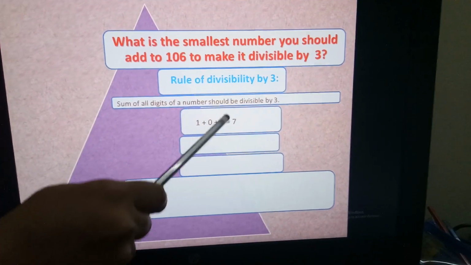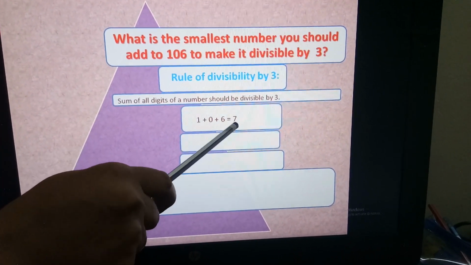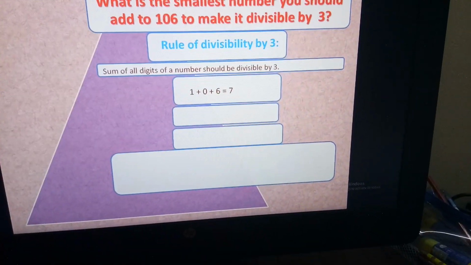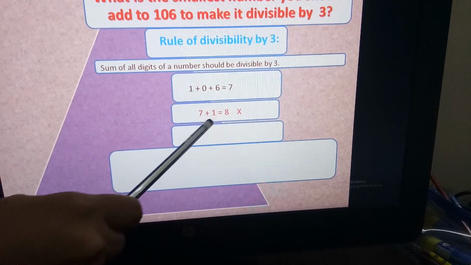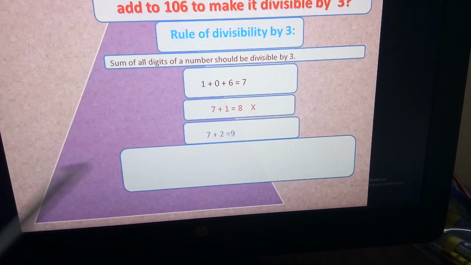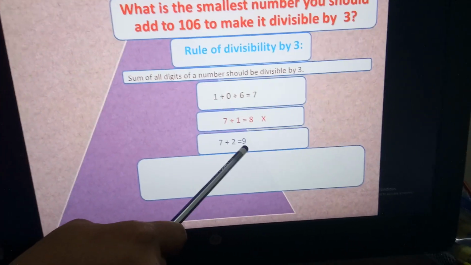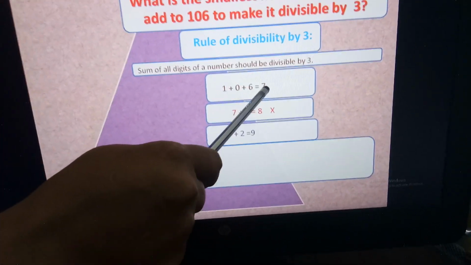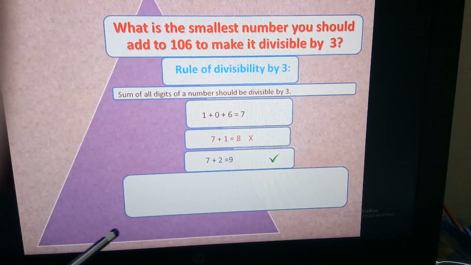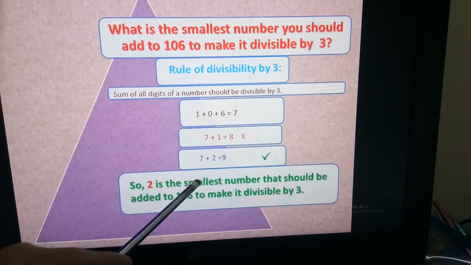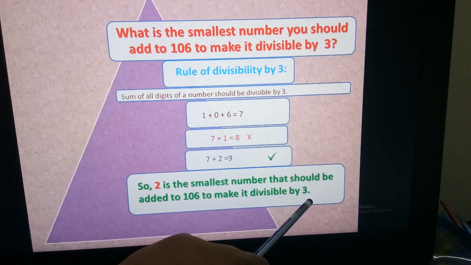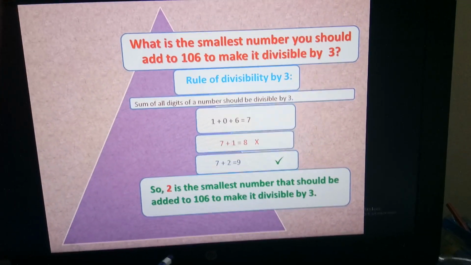It means we want some more number to be added with this 7 so that it will become divisible by 3. Now I am adding 1 with 7. 7 plus 1 is equal to 8. It's not divisible. If you add 2 with 7, it has become 9. 9 is divisible by 3. So 2 is the smallest number that should be added to 106 to make it divisible by 3.